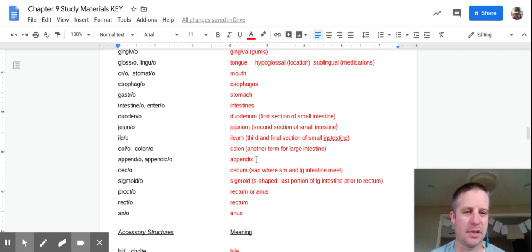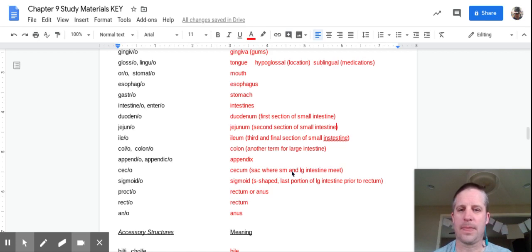The appendix, we've talked about appendix before. It's that kind of vestigial organ that we don't think has much of a purpose, that really only gives us trouble. I had mine out. We've talked about that before. The cecum is a little blind sac, basically where the small and large intestine meet. There is some thought that perhaps that's the start of your immune system, like where a lot of your immunity resides, in the cecum.